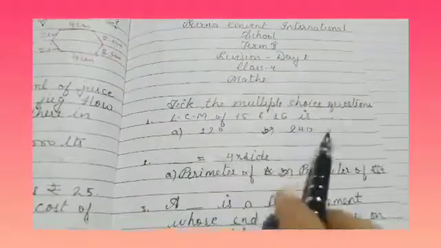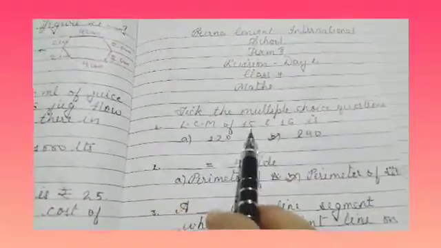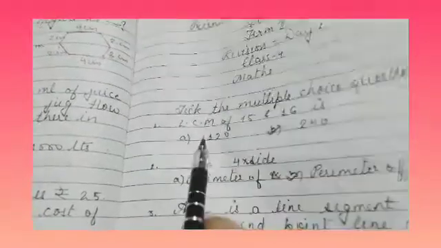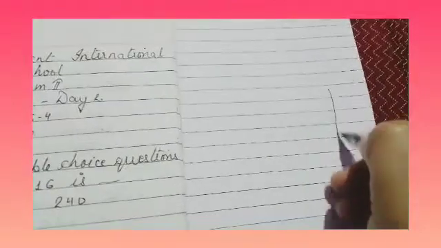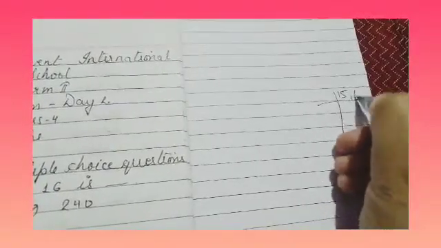Take the multiple choice question. LCM of 15 and 16 is... So children, we have to find out the LCM. So here, 15 and 16 is there.